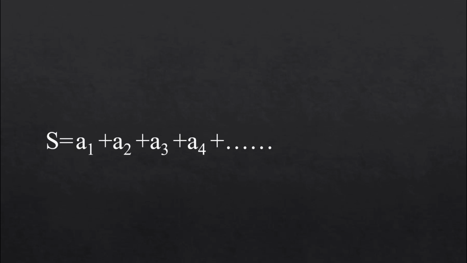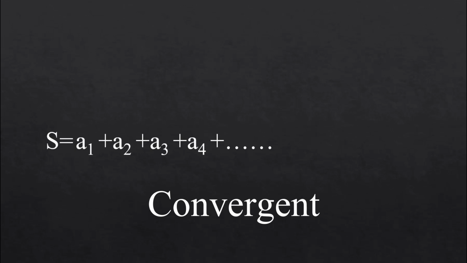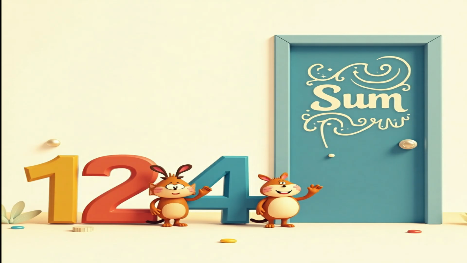Let's start simple. A series is just the sum of terms in a sequence. When this sum goes on forever, we call it an infinite series. Mathematically, an infinite series looks like this. If this sum adds up to a finite number, we call it convergent. If it keeps growing forever, we call it divergent. Now, it's up to Bhaskar to explain the convergent and divergent series.